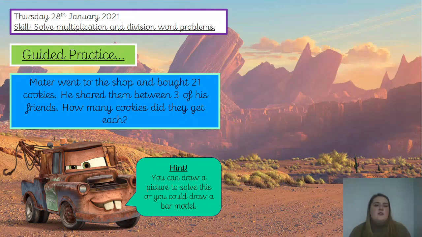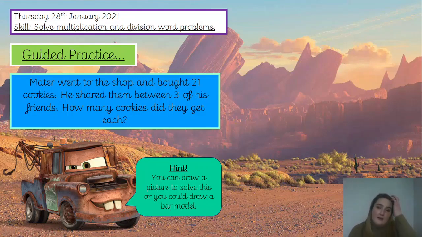So what is this question asking us to do then? Is it asking us to multiply or divide? Tell the person next to you or to a grown up, or have a little think on your own. Well done. It's asking us to divide. We've got our total. We know he's got 21 cookies to share out in total, and we know that he's sharing them or dividing them between 3 friends. And this hint really helps us know that he's dividing because it said bar model, and we use a bar model when we divide, remember.